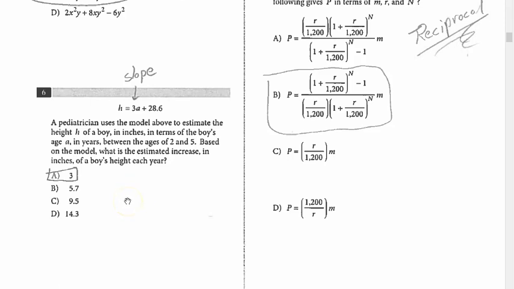So just from what we know again about linear equations in the form of y equals mx plus b, I'm looking for a slope because it's a rate of change. So I can rather quickly identify that that is the 3 in the equation, where the initial height would be that 28.6.